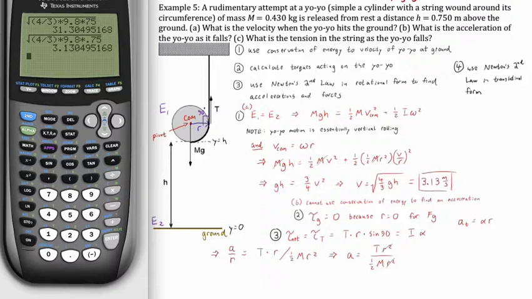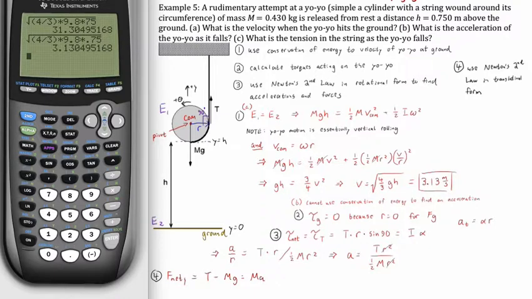Okay, and what that is going to look like is our sum of forces in y. All right, so F net y, we'll define positive y as upwards, just like we have positive rotation as counterclockwise. That is positive theta. So then F net y is going to be T minus mg equals ma.